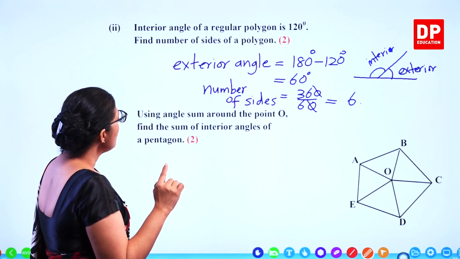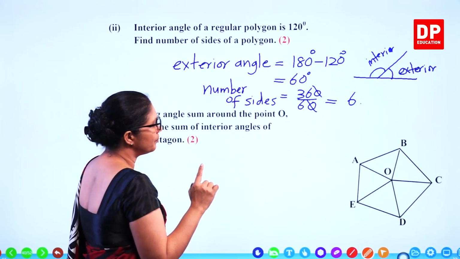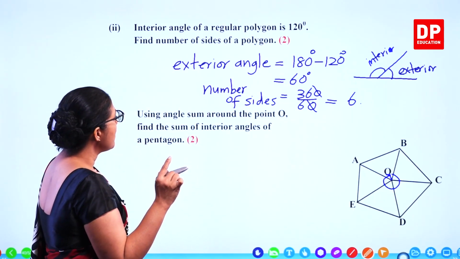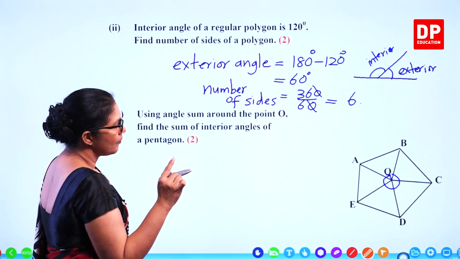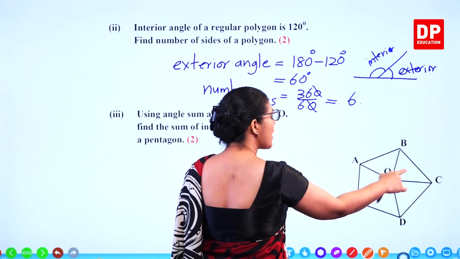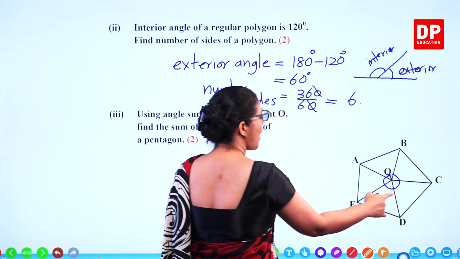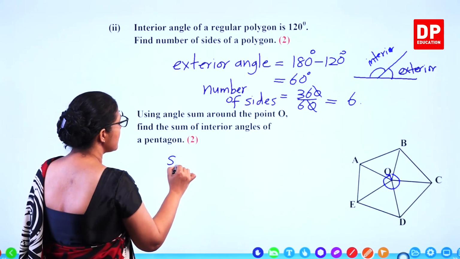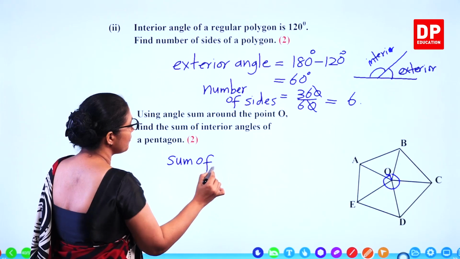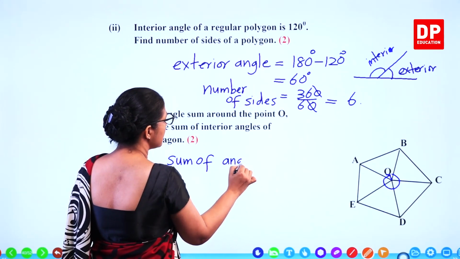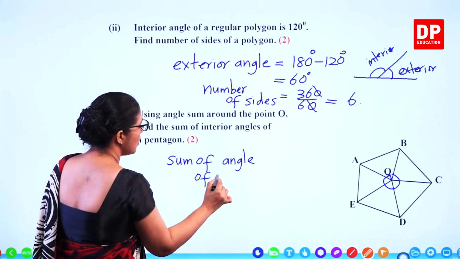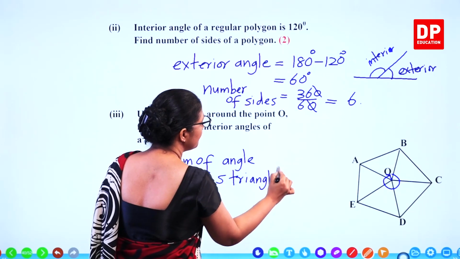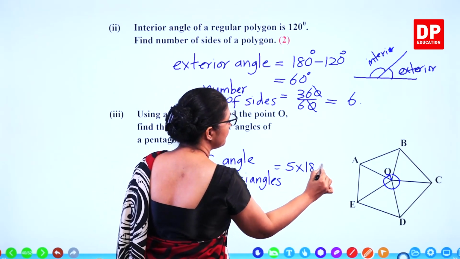Part 3. Using angle sum around the point O. Find the sum of interior angles of a pentagon. So 5-sided. How many triangles are there? 1, 2, 3, 4, 5. So each triangle is 180 degrees. So we'll write sum of angles of 5 triangles. 5 into 180.